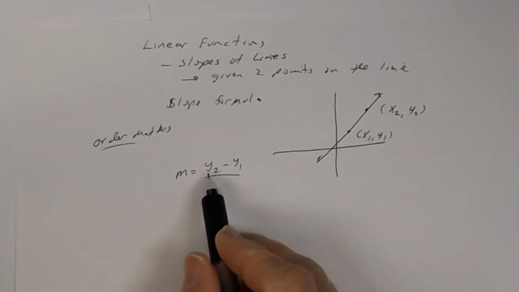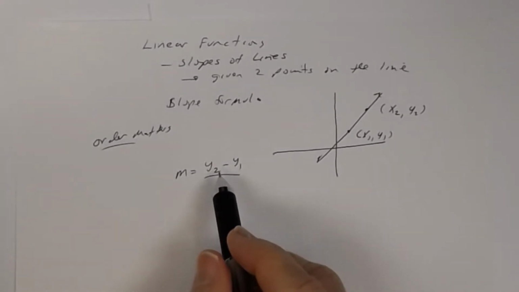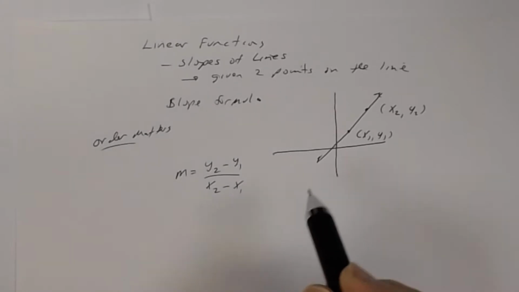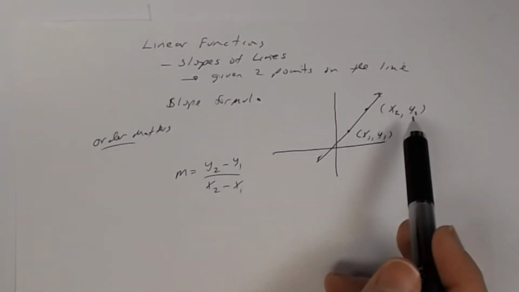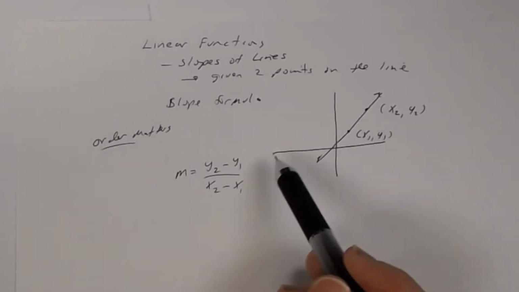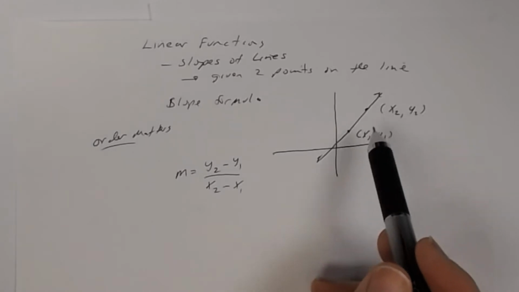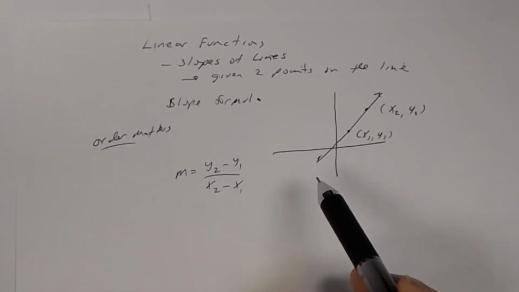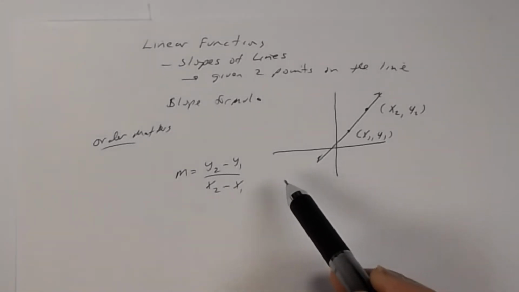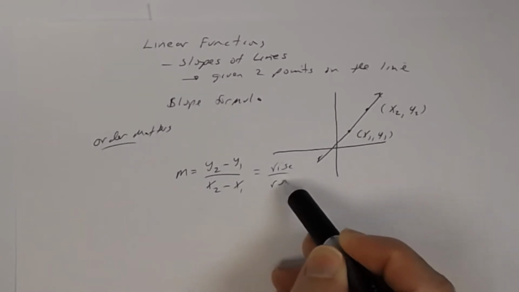So if you put y2 first, if you start with the second y coordinate, then in the denominator you must start with the second x coordinate. All right. So if you use this point here first, then for the denominator you've got to use that x coordinate first. Okay. So the order matters. That's something you have to remember from a previous course, and most of you probably do, if not all of you. Now remember, slope is rise over run.